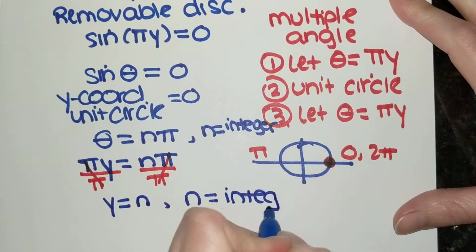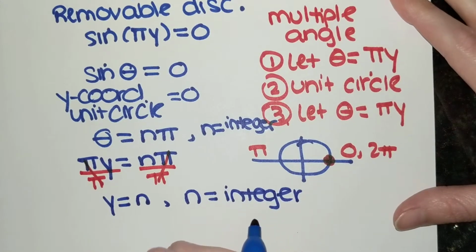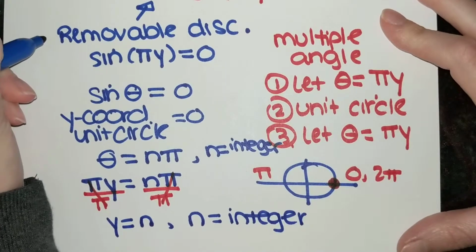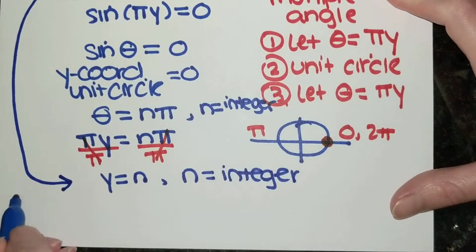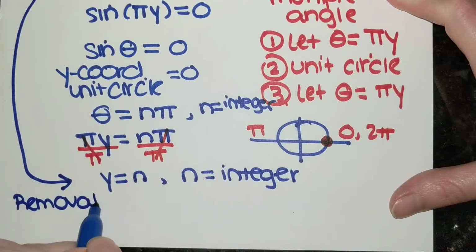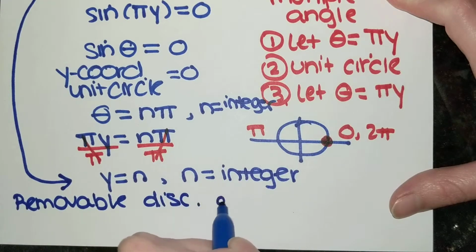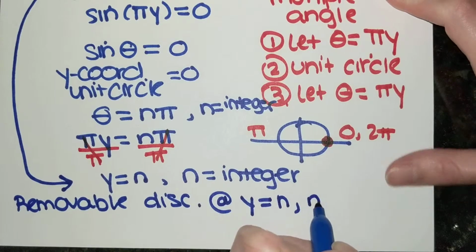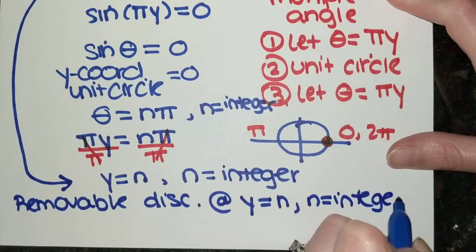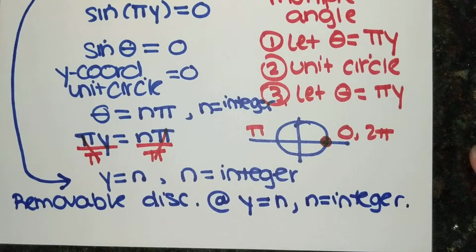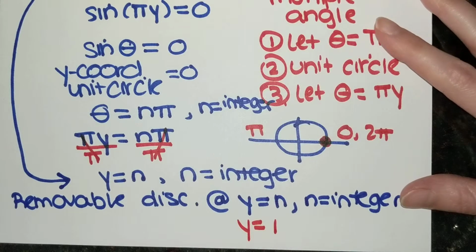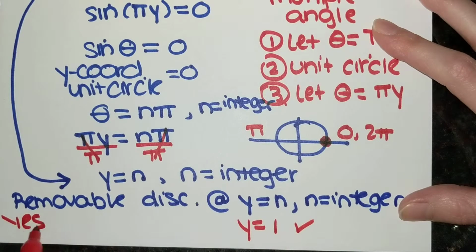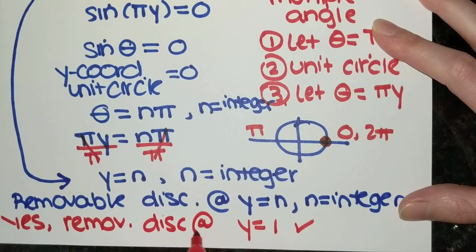Now, by the time you get through all that multiple angle stuff, it's easy to kind of forget what you were doing, but this was telling us the removable discontinuities. So this is saying that we have removable discontinuities at y is equal to n, where n is any integer. Now, for this particular problem, they gave us a special y equals 1, and y equals 1 does satisfy n being an integer, and so yes, the answer is yes, there is a removable discontinuity at y equals 1.